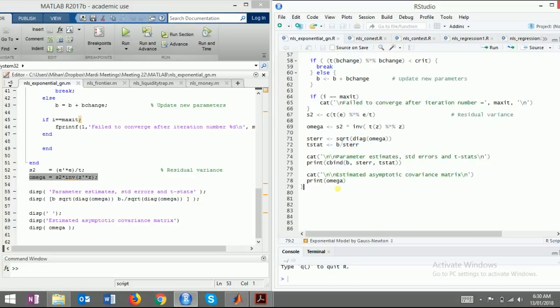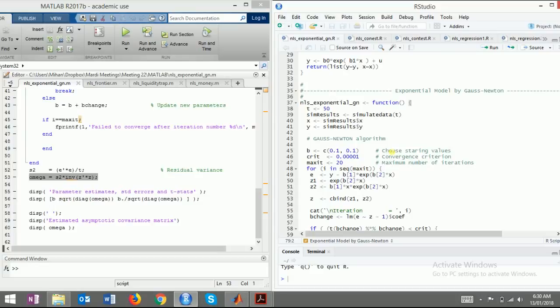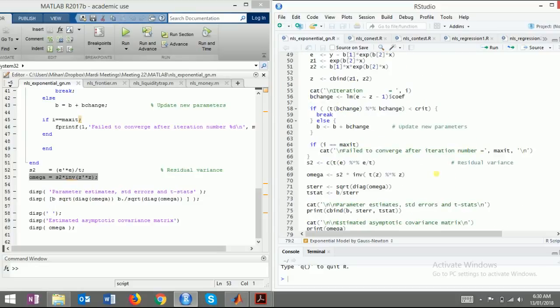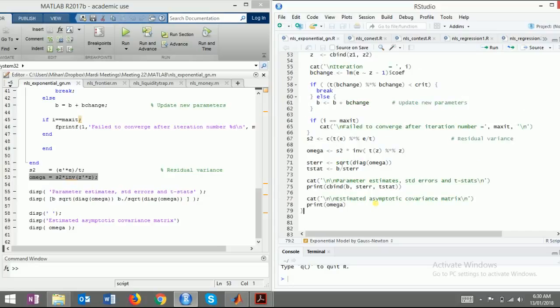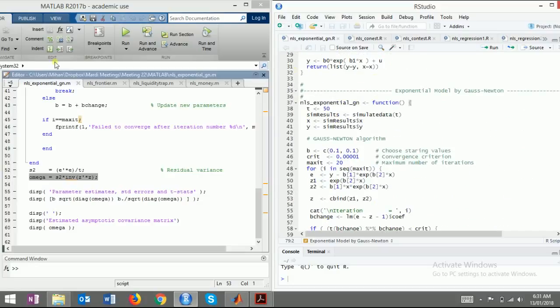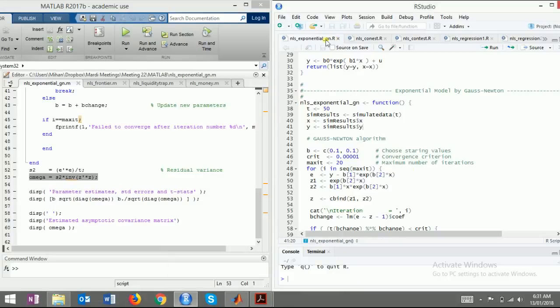So basically this is how we are doing Gauss-Newton. It's quite simple and a bit different, but I think it's more efficient and consistent compared to Newton-Raphson because we are allowing a convergence to happen. Okay, so this was the third problem.